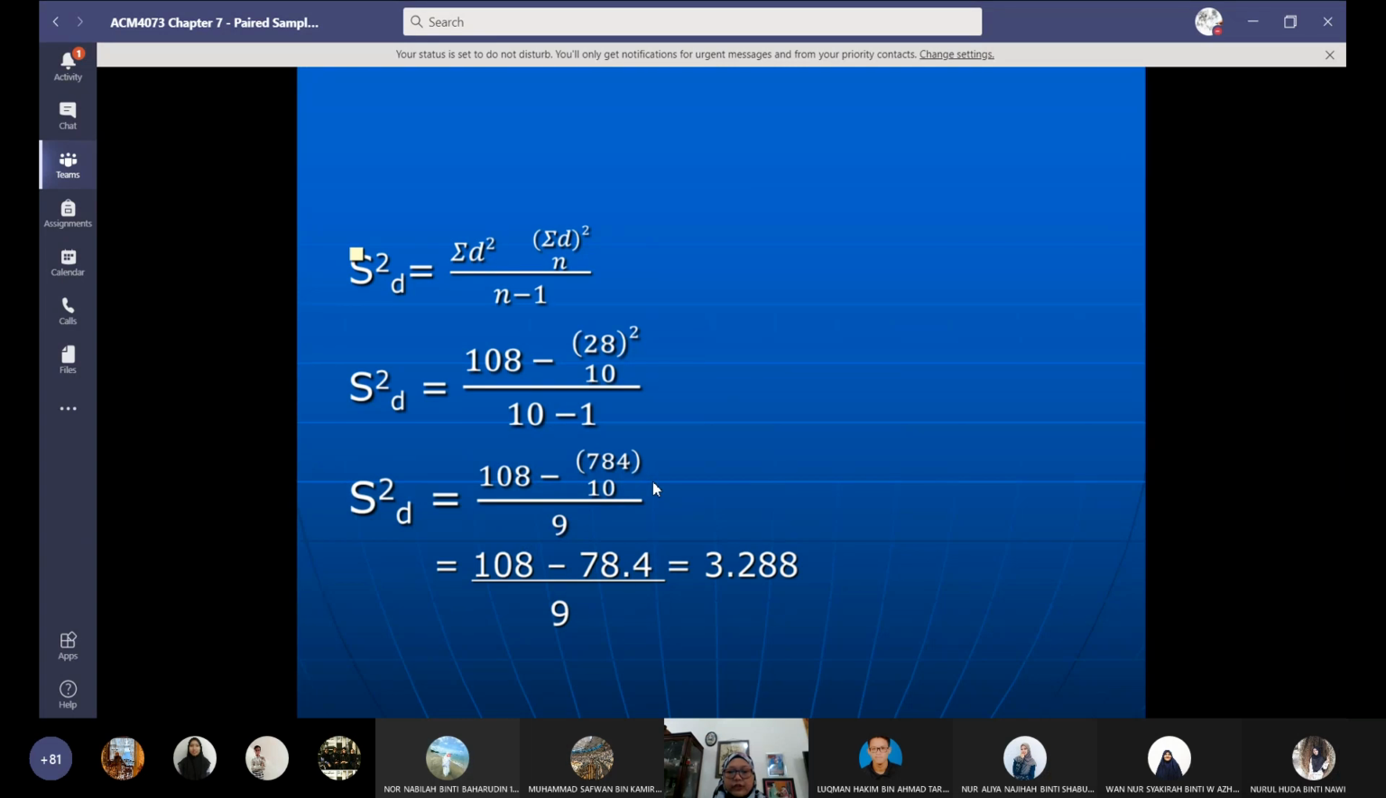784 divided by 10 is 78.4. So 108 take away 78.4 is... 108. Where is that?